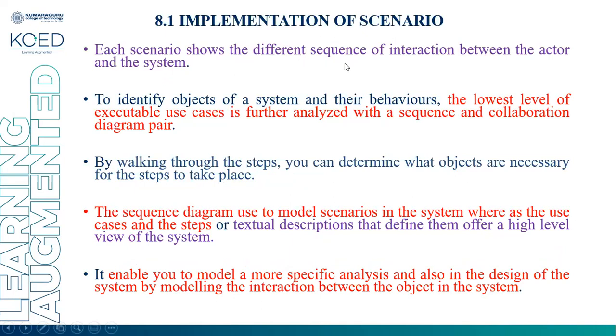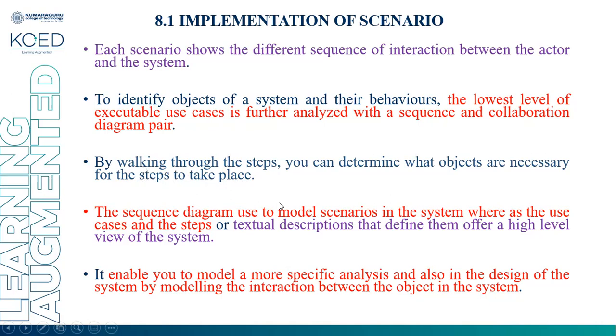Each scenario shows the different sequence of interaction between the actor and the system. To identify the objects of a system and their behavior, the lowest level of executable use case is further analyzed with the sequence and collaboration diagram pair. By walking through the steps, you can determine what objects are necessary for the steps to take place.